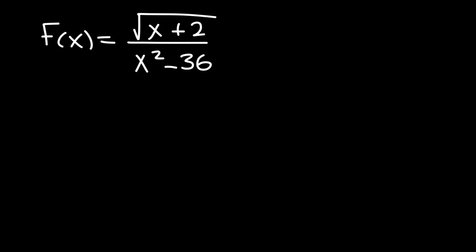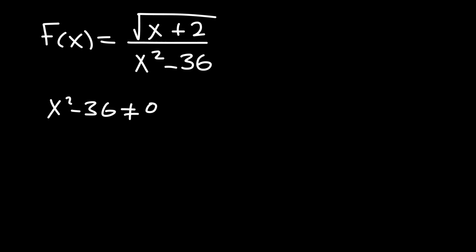Let's try this example. f of x equals the square root of x plus 2 divided by x squared minus 36. First, we will take the denominator, which is x squared minus 36, and this should not equal 0, because we cannot divide any expression or any number by 0. In this case, if we have a 0, our function will be undefined.